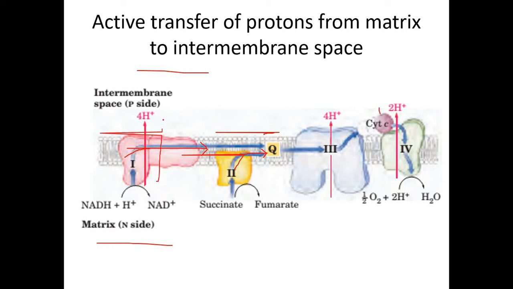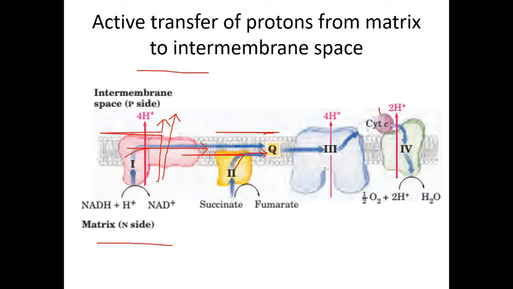So this particular movement of the protons from matrix to intermembrane space is an active movement. From where do the protons get the energy for this active movement? They get the energy from the passive movement of the electrons from NAD to ubiquinone. Complex 1 transfers 4 protons for every 2 electrons it transfers.